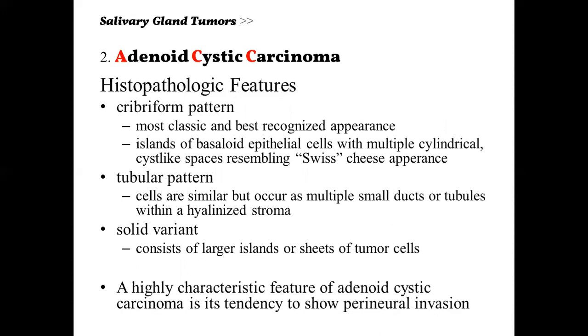description of the patterns. For cribriform pattern, this is the most classic and the best recognized appearance. Pag narinig niyo yung Swiss cheese appearance, isa lang ibig sabihin nun. Cribriform pattern of adenoid cystic carcinoma. Okay? We also have tubular pattern and solid variants. A highly characteristic feature of adenoid cystic carcinoma is its tendency to show perineural invasion. Sabi ko nga kanina, may perineural invasion, kaya nakaka-feel si patient ng pain and facial nerve paralysis.